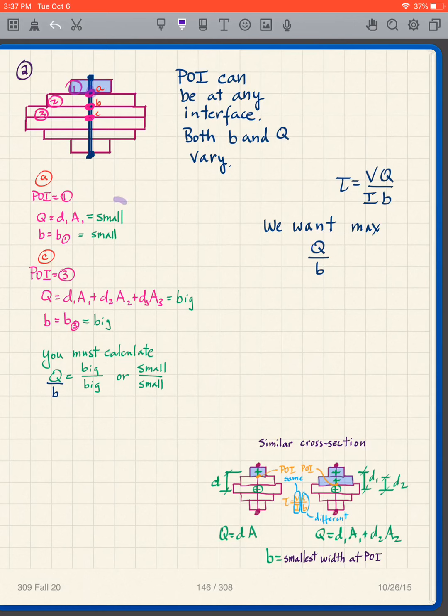And in this particular case, what do I have? Q over B is a small number over a small number. This is a big number over a big number. So big over big, small over small. I don't know which is the largest, so I actually just have to do the calculations. I have to do all the calculations for the different points. You just have to do the calculations. There's no way to tell in advance which is most critical.